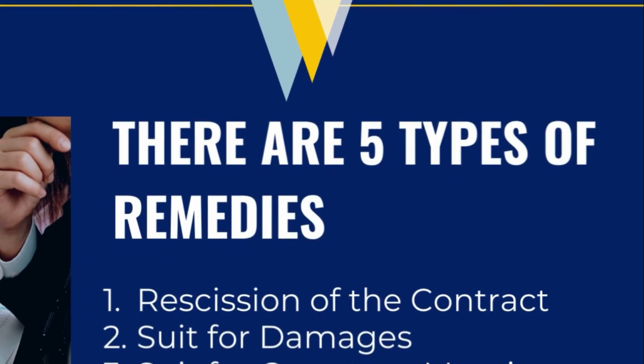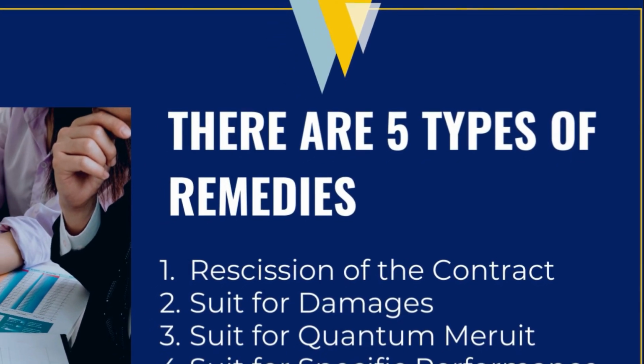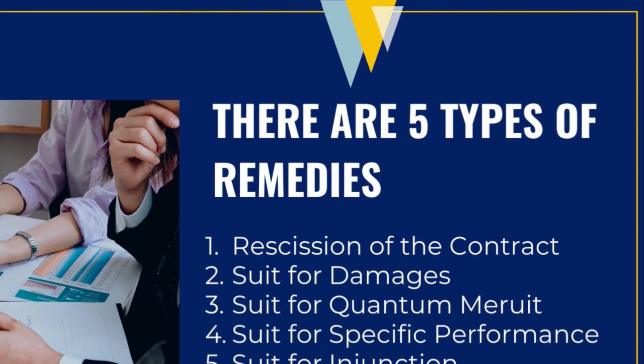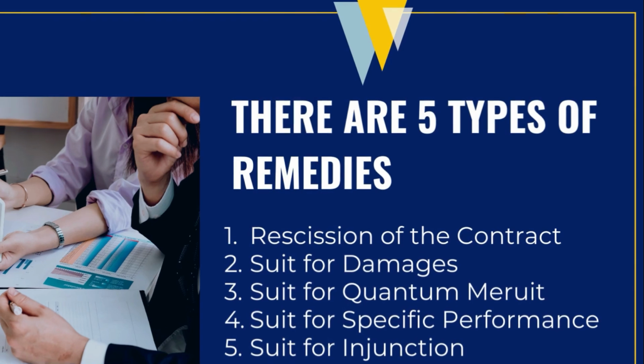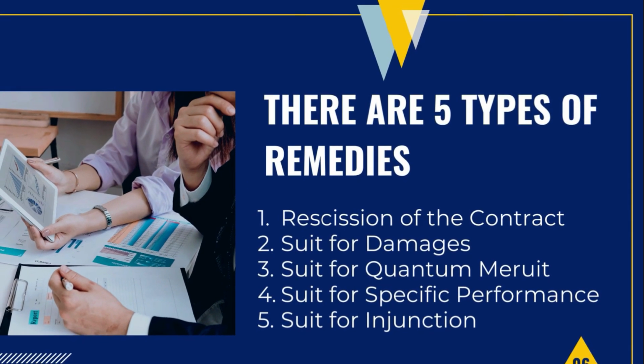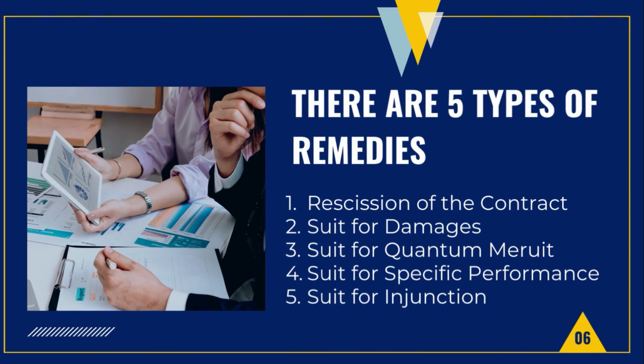First one is rescission of contract. Second one is suit for damages. Third one is suit for quantum meruit. Fourth one, suit for specific performance, and fifth one is suit for injunction. So, first, suit of rescission of contract.